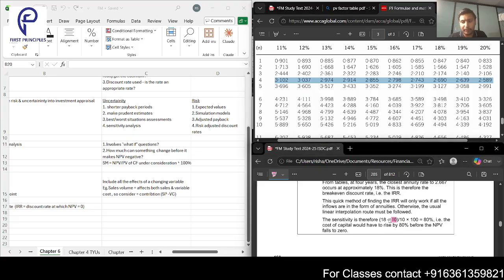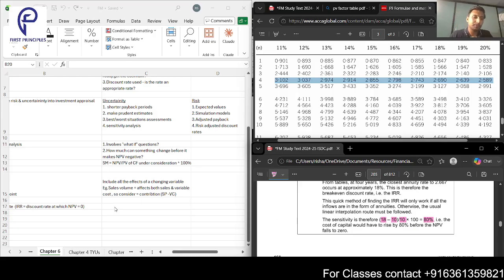Now finding the sensitivity: currently your interest rate is 10%. Max it can become 18%. If it goes above 18%, then it will be a problem. Divided by 10, into 100, so 80% is the sensitivity we have for the discount rate. Currently the discount rate is 10%, and we have calculated the NPV using 10%.